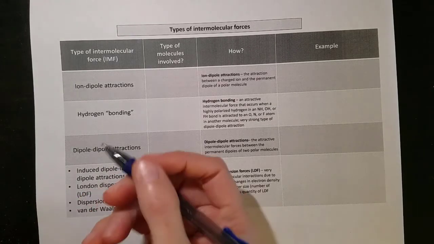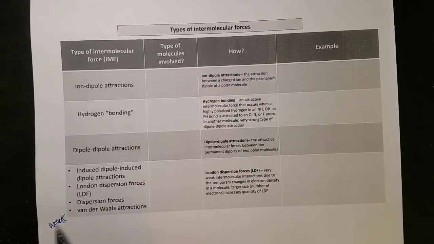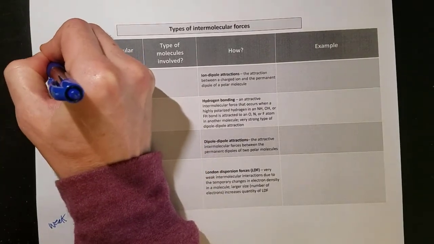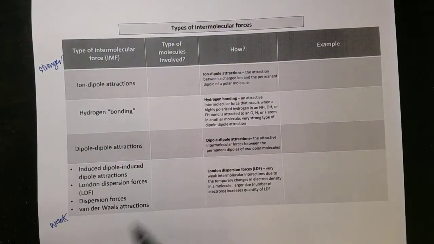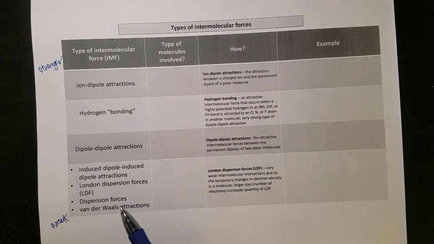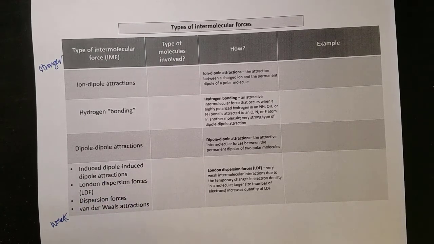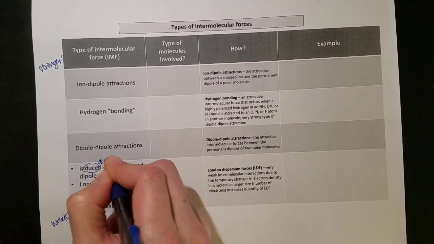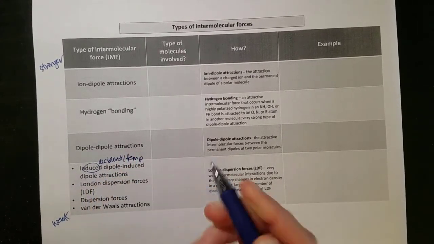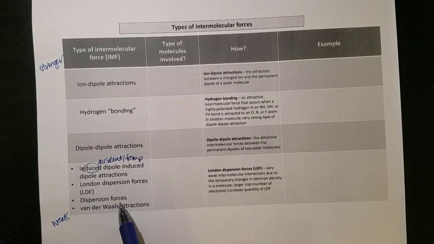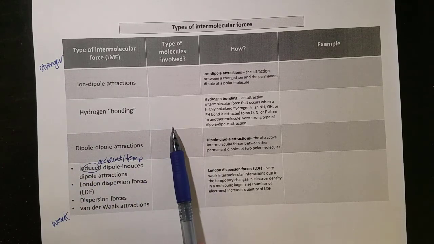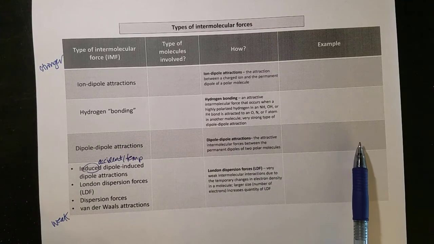All right, so we're going to look relatively from weak IMFs up to stronger intermolecular forces, again 4 different types. Let's start with the weakest ones, which you'll see described with about 4 different names. Induced dipole, which means it's kind of an accident or temporary. London dispersion forces, or just dispersion forces, or even van der Waals attractions. Van der Waals can also be described as being all 4 of these. So we're going to look on this table at who's involved. Here are some definitions, and then I'll give you an example.